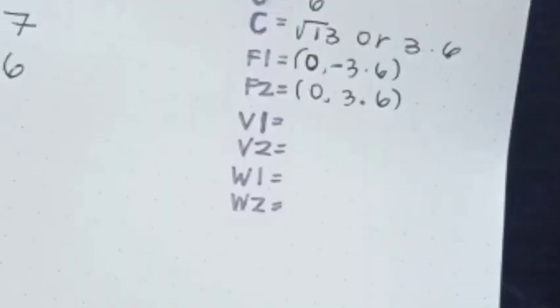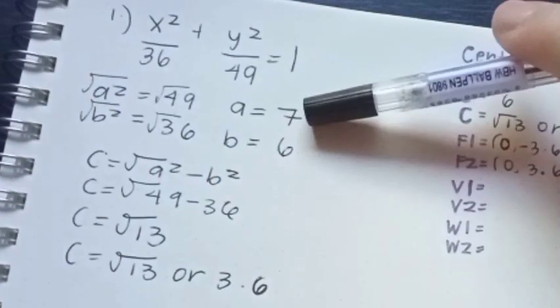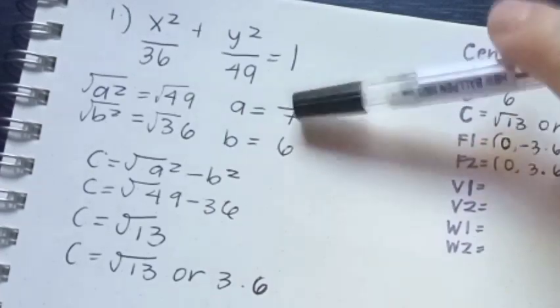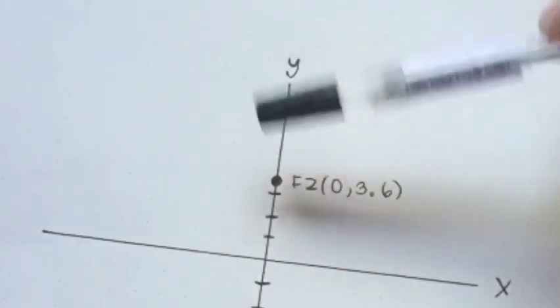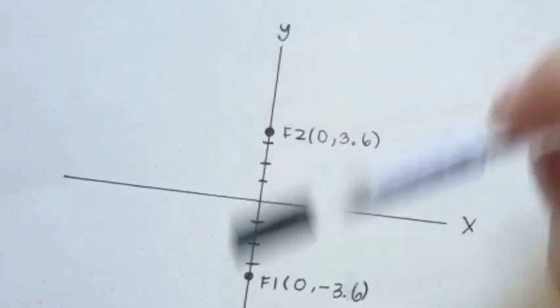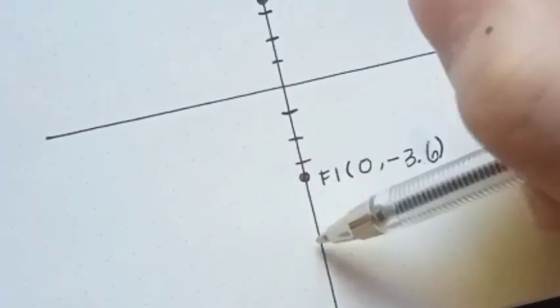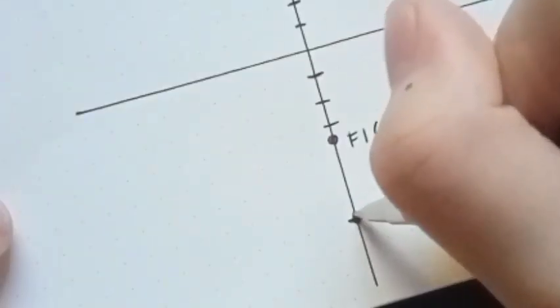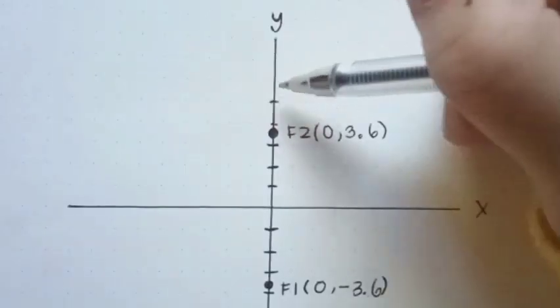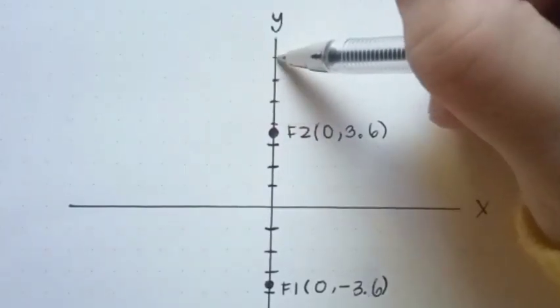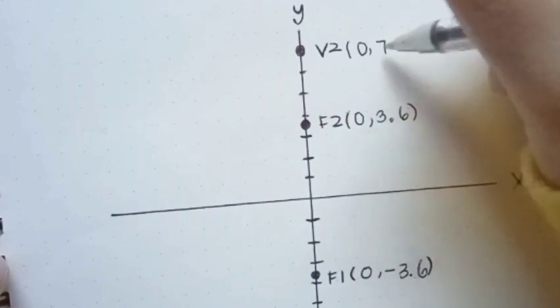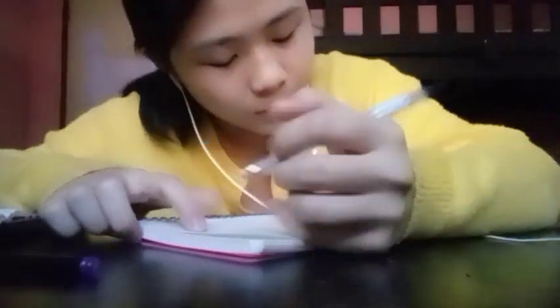To get the vertices, we need a. Since a is the distance between the center and the vertices, it's going to be around here since it is the endpoint of the major axis where the foci are. Let's count to 7: 1, 2, 6, 7. Vertex 1 is 0 and 7, and vertex 2 is 0 and negative 7. Let us continue doing it.